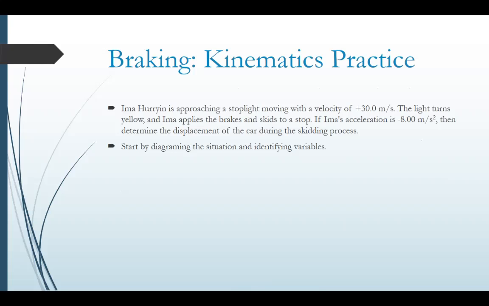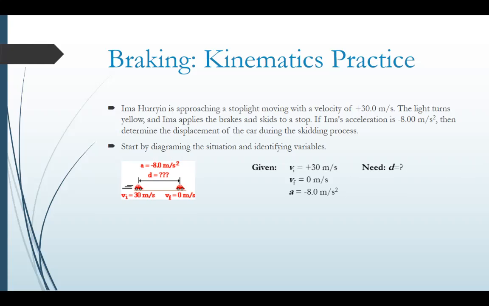All right, so first things first, we need to do our diagram and identify our knowns. In this instance, we know that the acceleration is negative 8 meters per second squared. In this diagram, you can see the movement of the car, where its initial velocity is 30 meters per second, and its final velocity is 0 meters per second because it comes to a stop. We want to know how far it travels in that time period. So if we write out our givens, we have Vi equals plus 30 meters per second, Vf is 0 meters per second, a is negative 8 meters per second squared, and we need to solve for d.